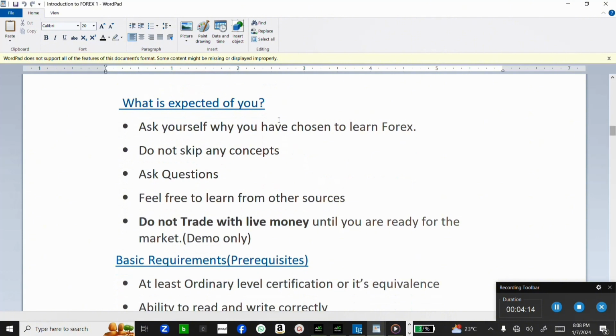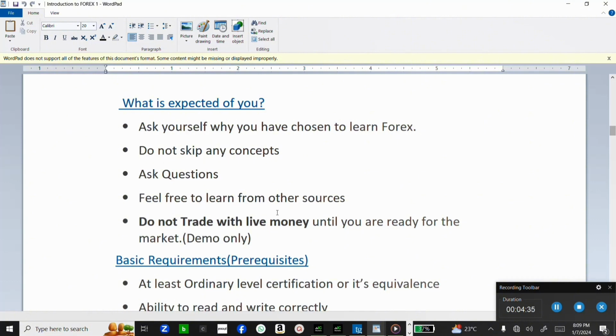I expect you to ask yourself why you are learning to trade Forex. It's a question you should ask yourself. And I expect that you should not skip any concept. Take anything that we are going to teach seriously. Because this is not the kind of industry where you can skip something. Whatever it is that you skip, it will come back at you. You will not skip anything, please. If you don't understand anything, make sure you ask questions. We are here to assist you.